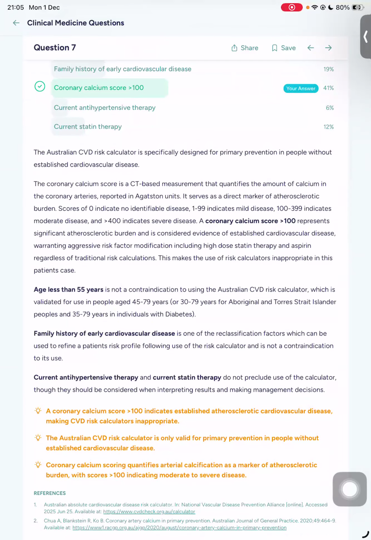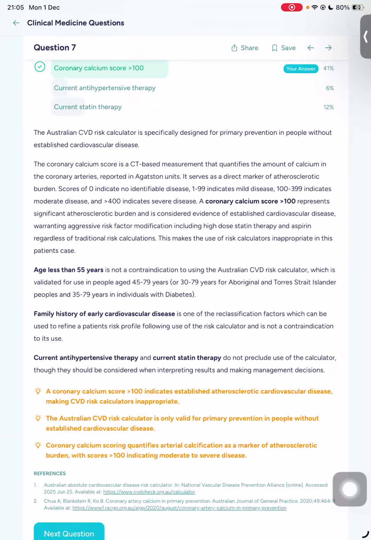The coronary calcium score is a CT-based measurement that quantifies the amount of calcium in the coronary arteries, reported in Agatston units. It serves as a direct marker of atherosclerotic burden. A score of 0 indicates no identifiable disease. 1 to 99 indicates mild disease. 100 to 399 indicates moderate disease. More than 400 indicates severe disease.